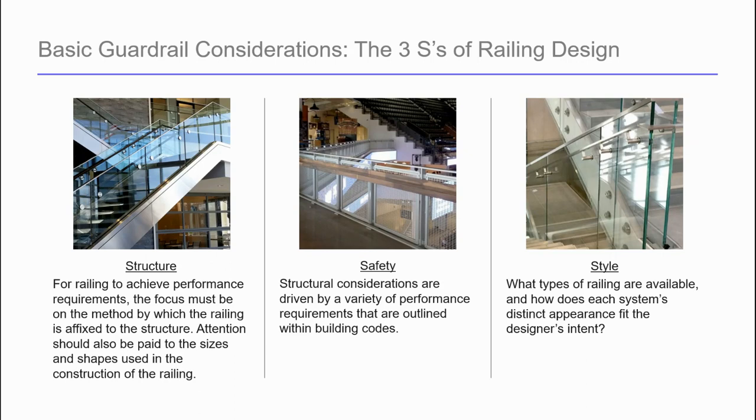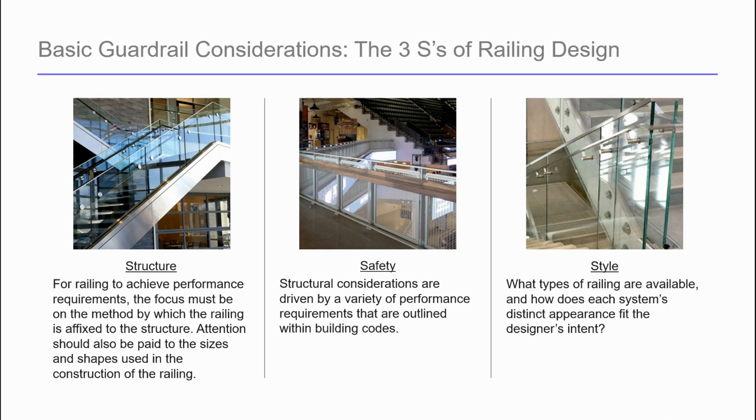When you think about guardrails and how they function in a building, there are basic considerations, or what we like to call the three S's of railing design: structure, safety, and style. Our examination of these three key factors will give you the tools and understanding on how the structure and safety impact the final style and design. Let's begin with the structure.